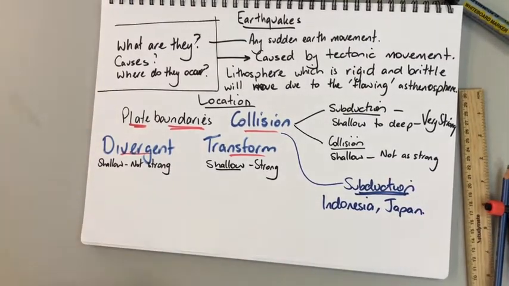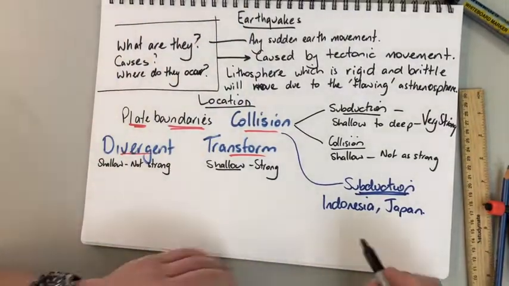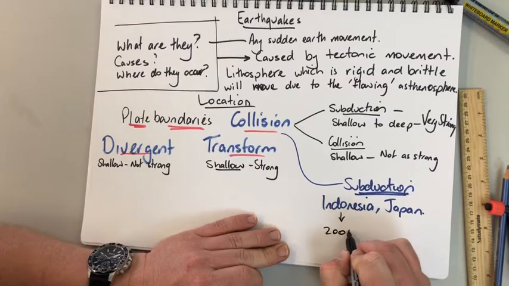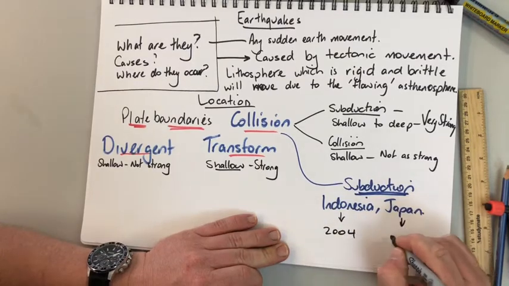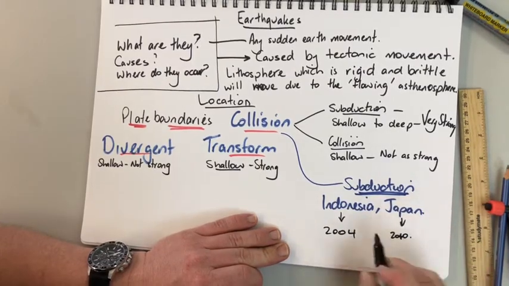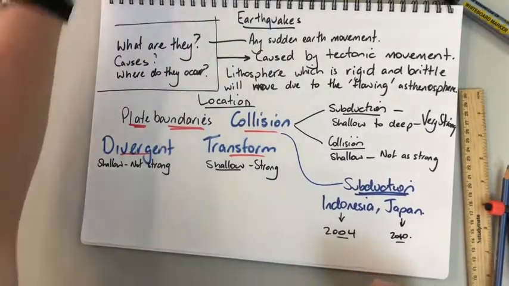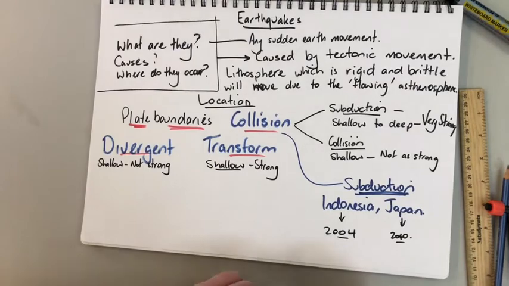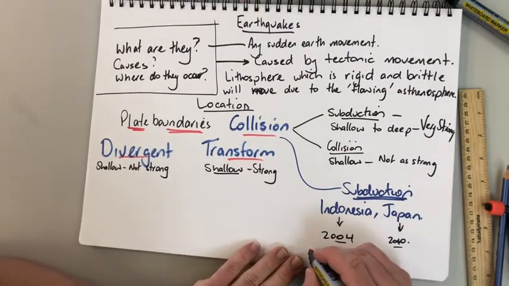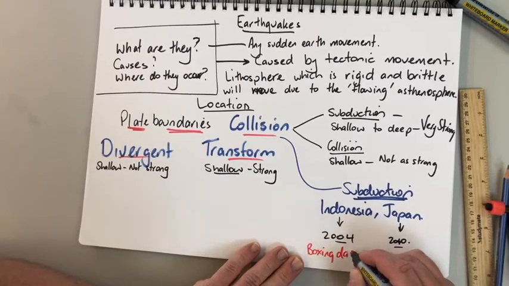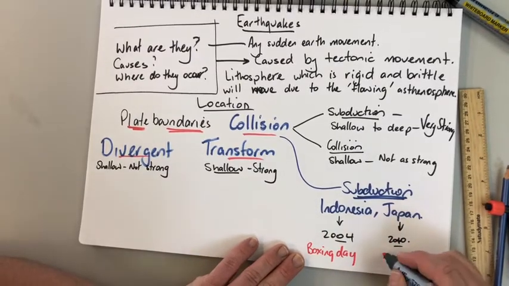Now, two of the world's largest earthquakes ever to occur occurred in these places, in Indonesia in 2004 and in Japan in 2010. Both events triggered a subsequent tsunami which killed many, many people. In the case of this one, we have the Boxing Day tsunami, and this one, the Fukushima.